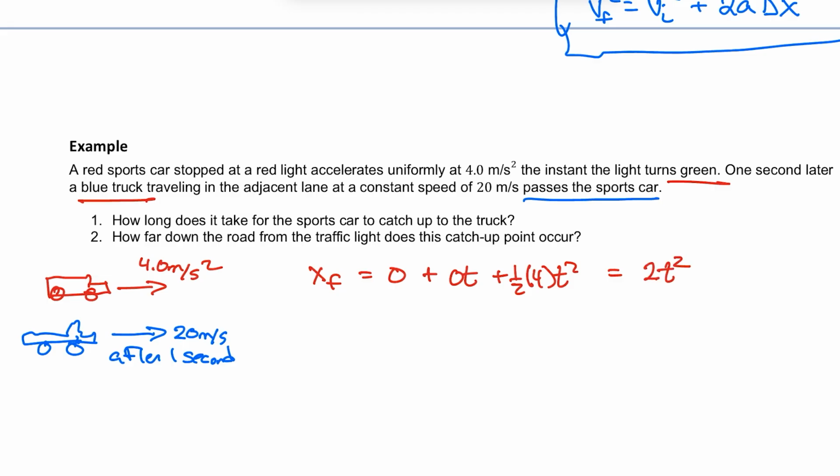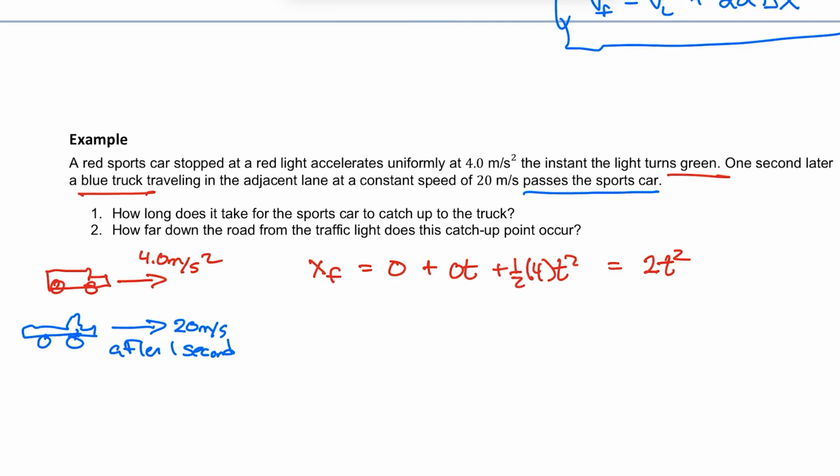Got it? Now, for my blue truck, I'm going to write the same equation. He also starts at 0, but he has a speed of 20 meters per second. Maybe he was going through the light and just kept going. So that's equal to 20. Now, it's not t though, right? Because it starts after 1 second. So watch what I do. I say t minus 1. And he's not accelerating, so it's plus 0. So this is equal to 20 times t minus 1.